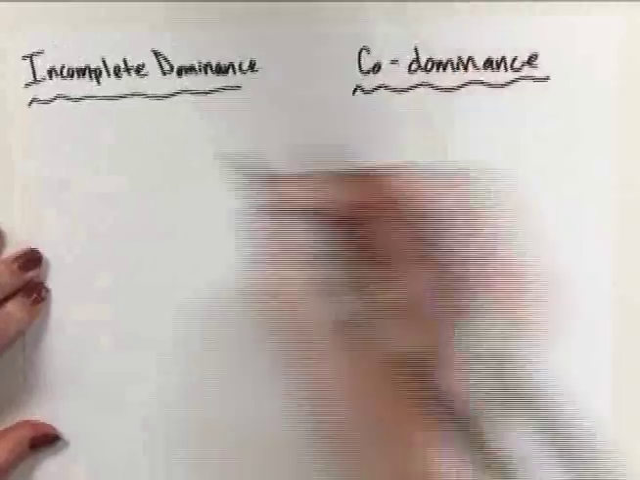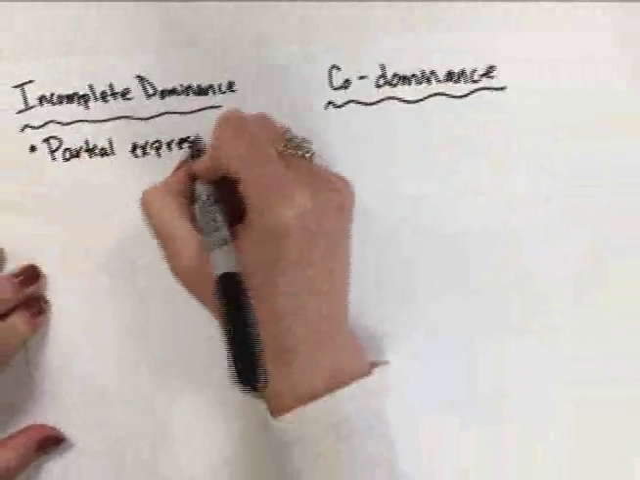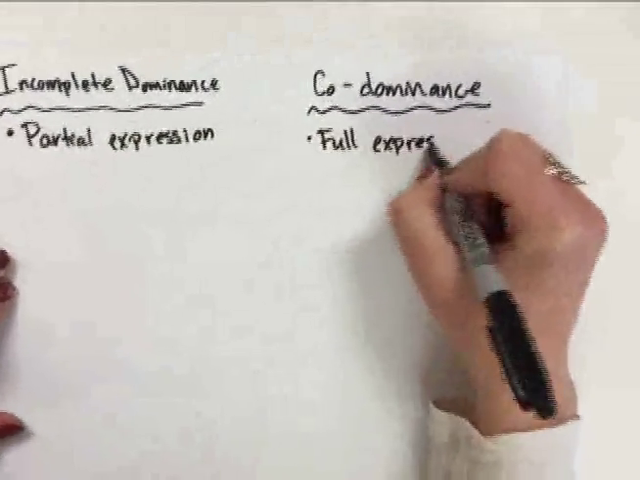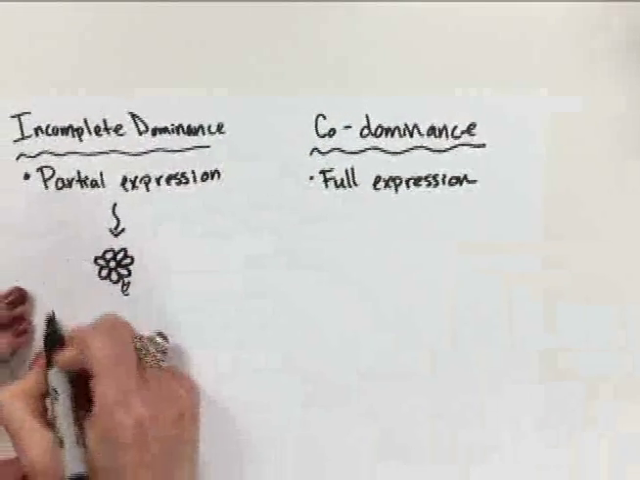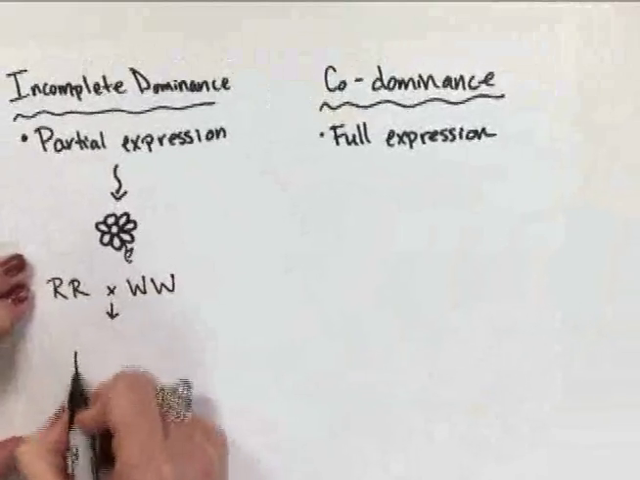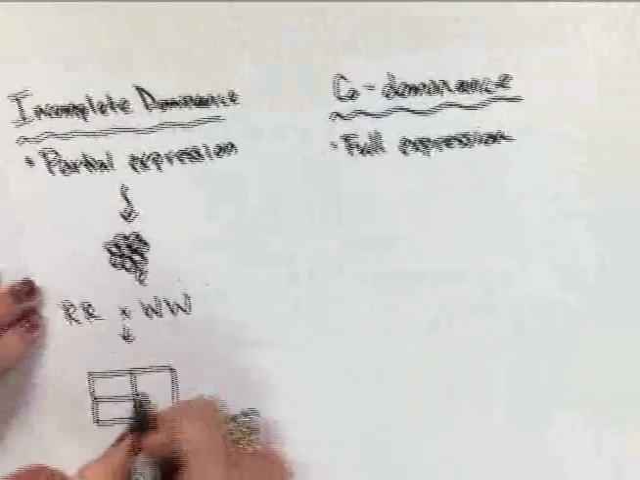More common modes of gene expression are incomplete dominance and codominance. However, it's important not to confuse the two, as incomplete dominance is when heterozygotes partially express each phenotype, and codominance is when heterozygotes fully express each phenotype.